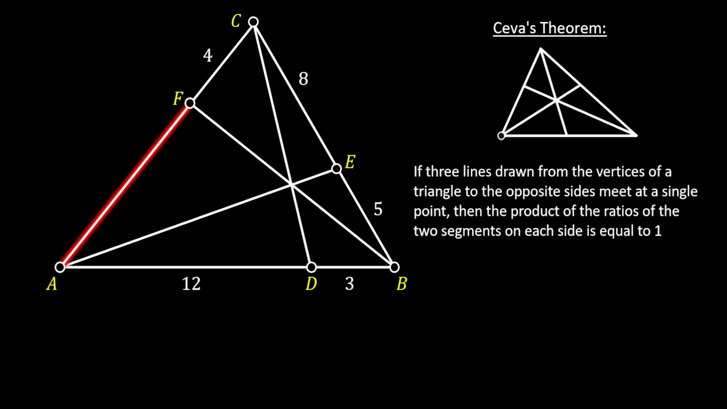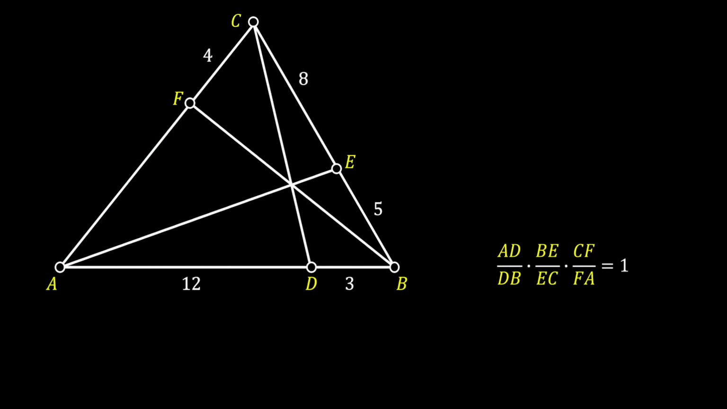And now we're just going to label the sketch on the right the same as the sketch on the left. If we use the same labeling and apply Ceva's theorem, we will get the following formula, which we can use to find the segment FA. Alright, so let's do just that.